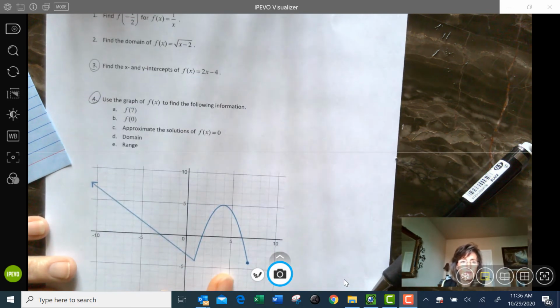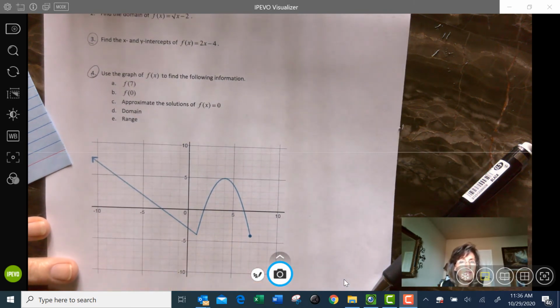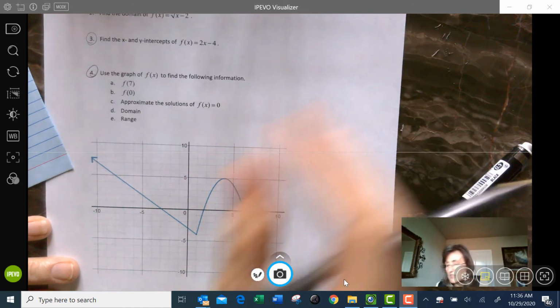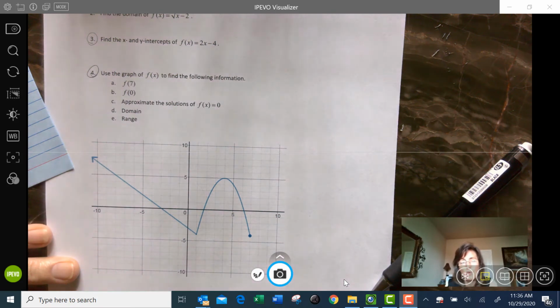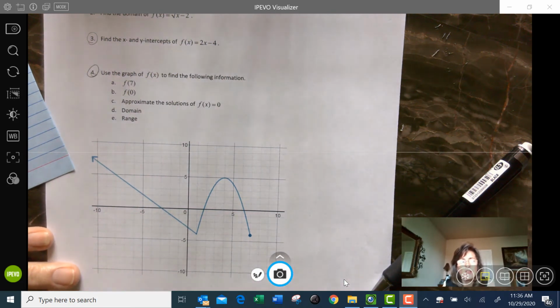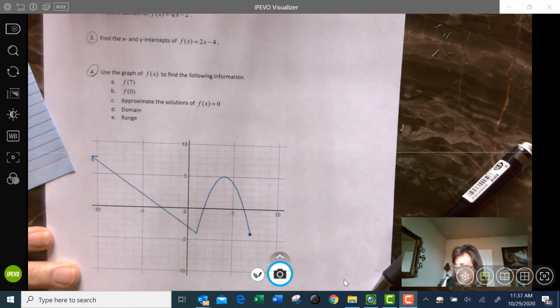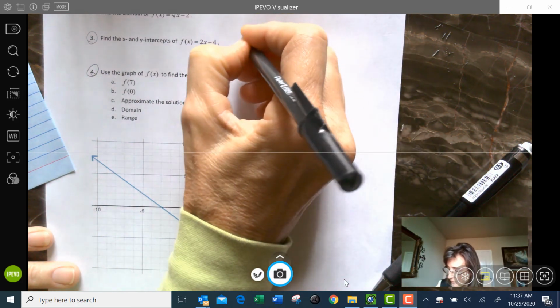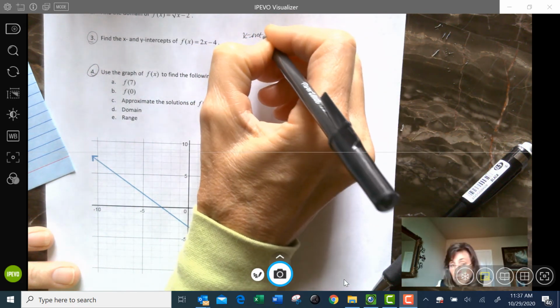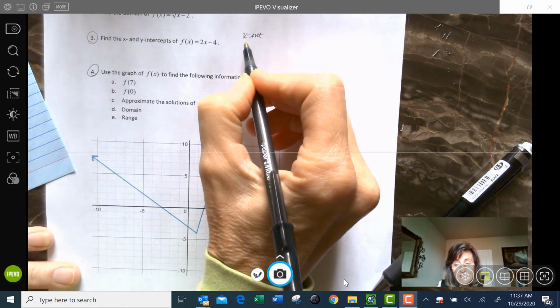Number 3, we now are finding x and y intercepts, and they've given me a graph. So this goes back to the graphical work we were doing just earlier. So x and y intercepts. The x-intercept is the point where you cross the x-axis. Your line crosses the x-axis.